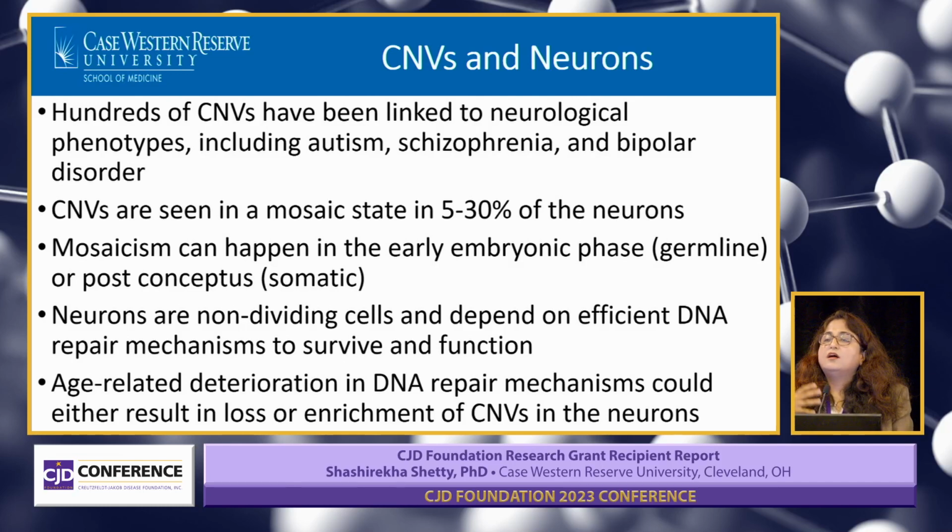These neurons are fully differentiated cells because they have to do a high-functioning job in the brain. So they're already differentiated, they're not dividing. If there is a problem, these neurons really depend on the DNA repair mechanisms to repair it. But with age, our DNA repair mechanism deteriorates. So that is a problem for the neurons.